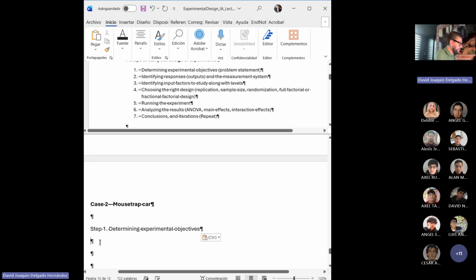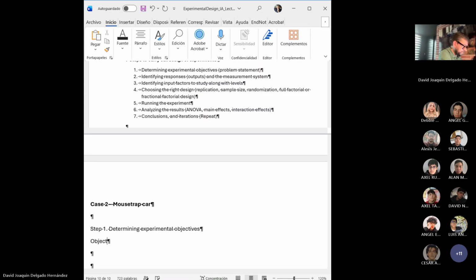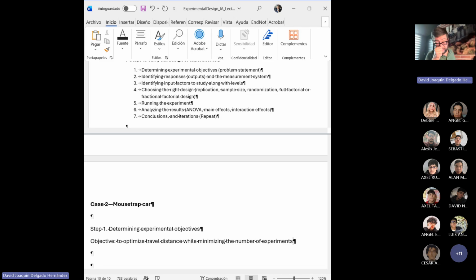So what is the objective now? So the objective is to optimize travel distance. Again, it is very similar, travel distance while minimizing the number of experiments. I don't want so many experiments. I just want a few experiments because I don't have time and I don't have the resources. I don't have the money to build 16 different cars.